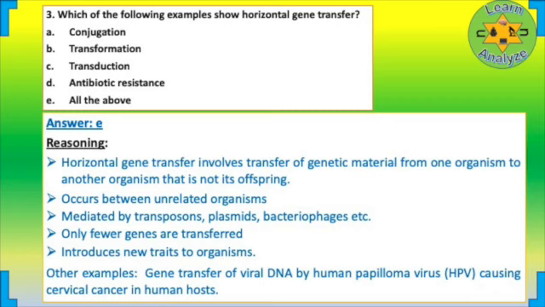The answer to the question is option E, because horizontal gene transfer involves transfer of genetic material from one organism to another organism that is not its offspring. It occurs between unrelated organisms, mediated by transposons, plasmids, bacteriophages, and etc. Only fewer genes are transferred. It introduces new traits to organisms. Other examples, gene transfer of viral DNA by HPV causing cervical cancer in humans.